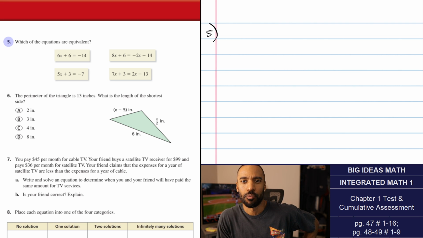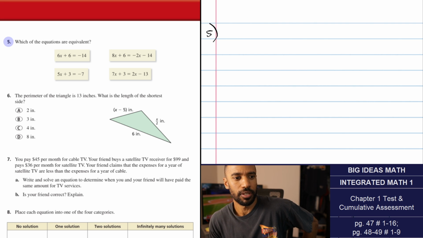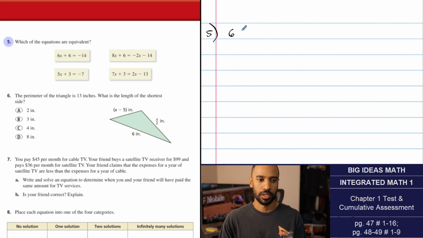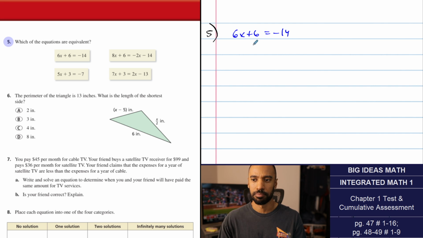All right, number 5. Which of the equations are equivalent? 6x plus 6 equals -14. To be equivalent, let's go ahead and solve for x's and figure out what's going on. Otherwise, I'll just have no idea. So I'll just do different colors here. 6x plus 6 equals -14. I'm going to subtract 6 from both sides here.